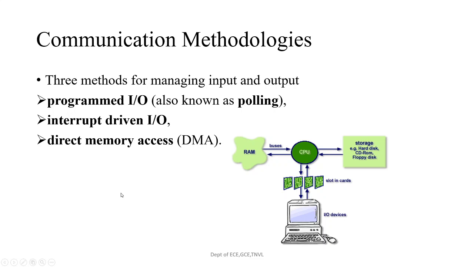There are three methods for managing input and output. They are programmed I/O, also known as polling, interrupt-driven I/O, and direct memory access. The communication methodologies are done between the CPU, the secondary storage, and the main memory, and the CPU communication will also be done with the I/O devices.